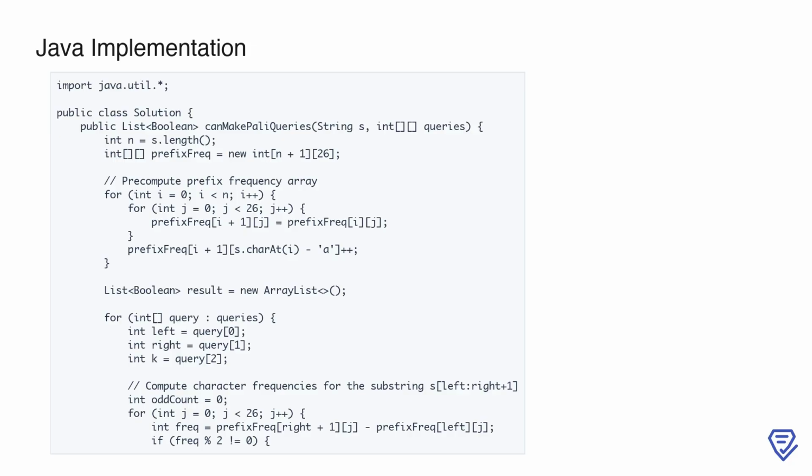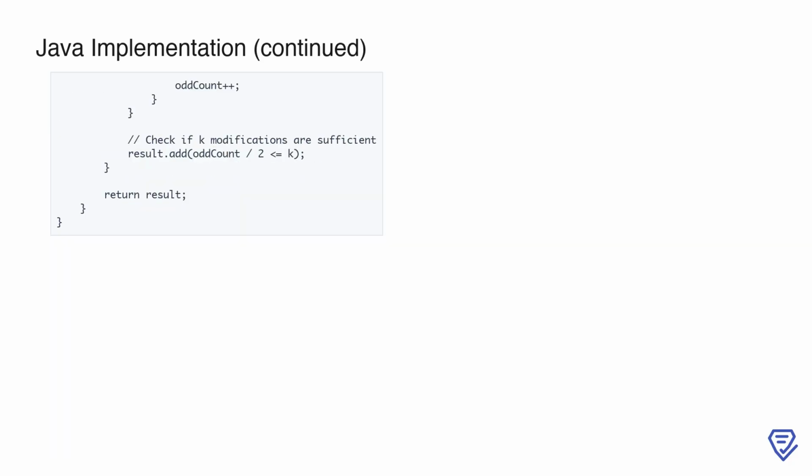For each query, we extract the left and right indices of the substring, as well as the maximum allowed modifications, k. Using the prefix frequency array, we calculate the frequency of each character in the specified substring and initialize a variable called oddCount to track how many characters have an odd frequency. If a character's frequency is odd, we increment the oddCount variable. This count is important because, in a valid palindrome, at most one character can have an odd frequency. For all other characters, their frequencies must be even.